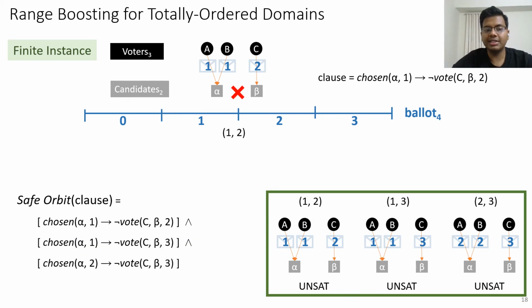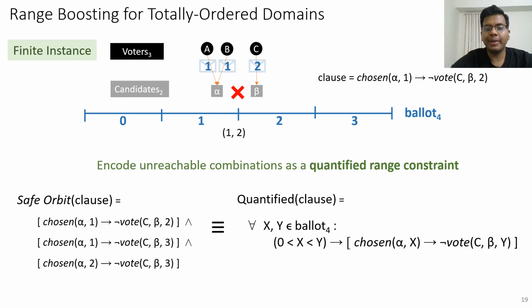We can collect these unreachable clauses together and compactly encode them as a quantified clause over an ordered range. For example, here we encode these 3 clauses as: for all x, y in ballot, if 0 is less than x, which is less than y, then if alpha is chosen in x, then voter C cannot vote for beta in y. So this is the main essence of what we call range boosting over totally ordered domains.